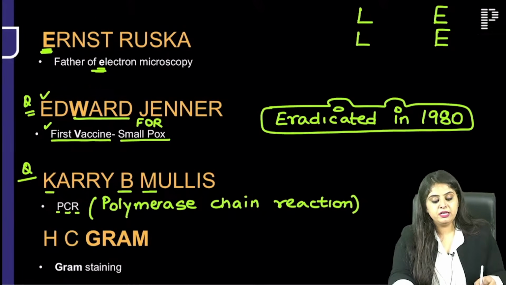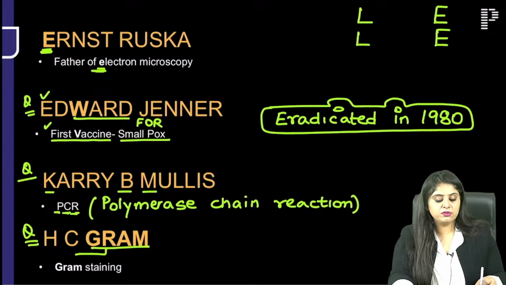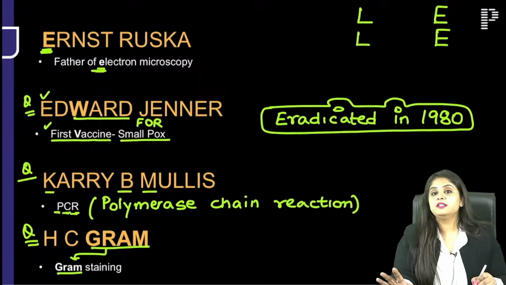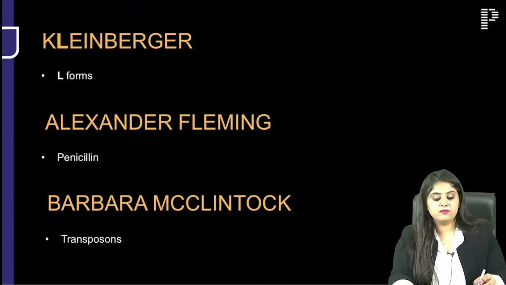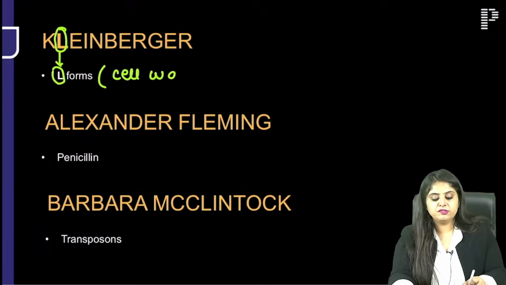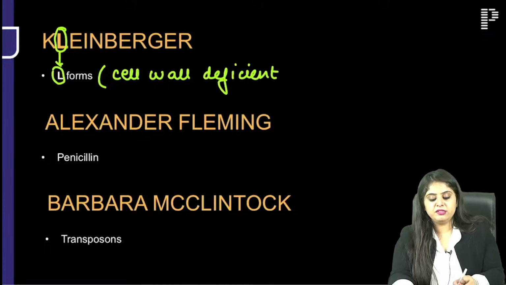CBM, तीन alphabet, PCR. What did Sir H.C. Gram give you? I don't think anyone will ever ask you. H.C. Gram gave us Gram staining. No rocket science, simple, no mind map needed. आगे चलते हैं. What did Sir Klieneberger give you? Sir Klieneberger gave you something called L forms. What are L forms? L forms is the other name for cell wall deficient forms.